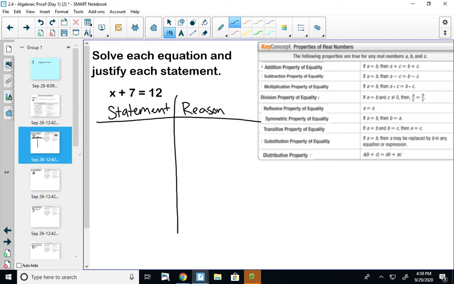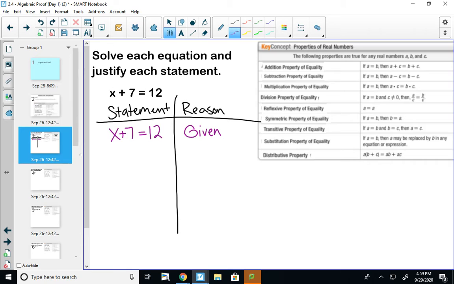So our first step, every single time we do a proof, is to write down the problem. x plus 7 equals 12. After we write a statement, we have to give the reason we can do that. Well, in this case, it is the problem that we're trying to solve. That's a lot of words. So we're going to be lazy and just write the word given because it was given to us.